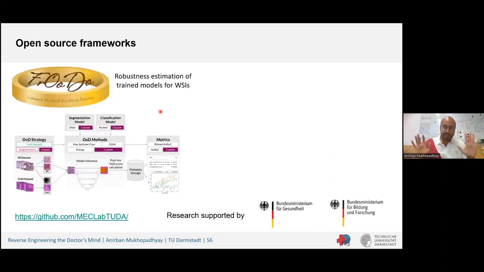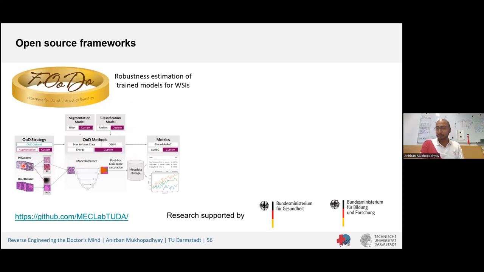We are a publicly funded research group, so we make our software frameworks publicly available. There are two examples. One is called Frodo. There is a long history of why we ended up calling it Frodo, but there is a Twitter post to check. Basically, what it's doing is, again, a post-hoc framework to detect out-of-distribution data for whole slide images. And we are planning to extend it to other modalities as well, so also radiology, and maybe some of the endoscopic data sets. So that's really our hope.